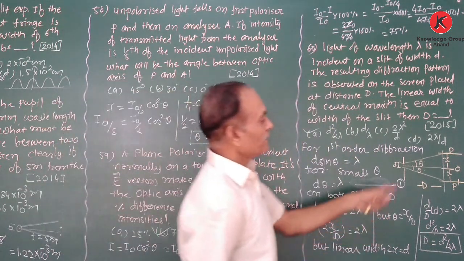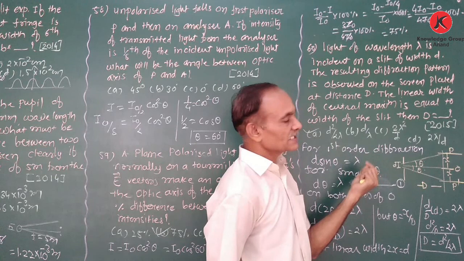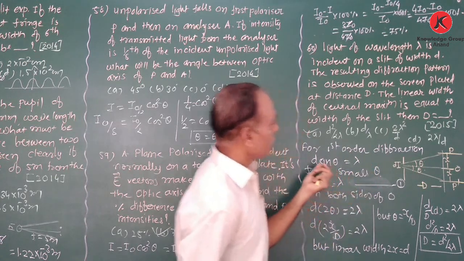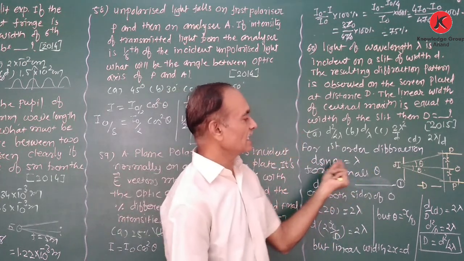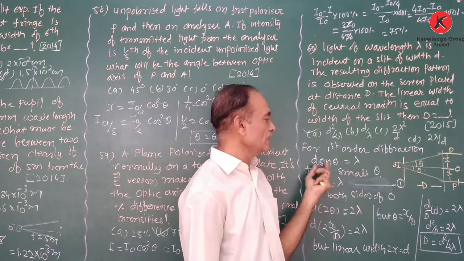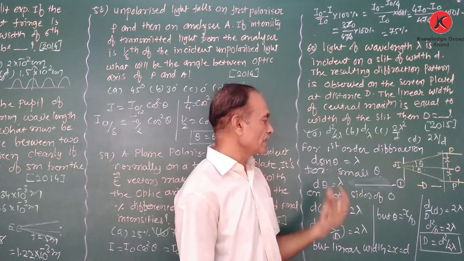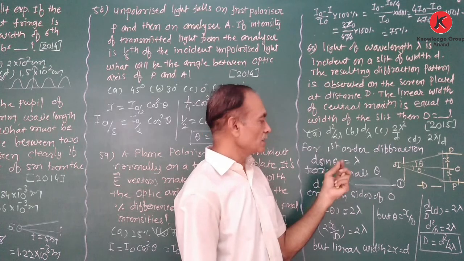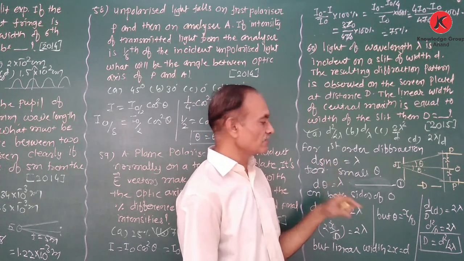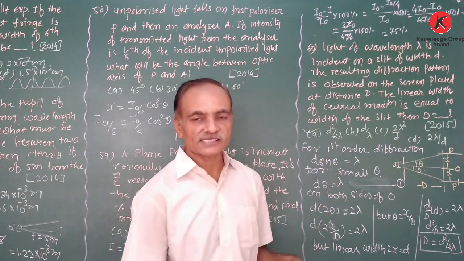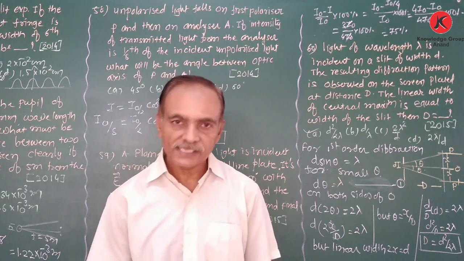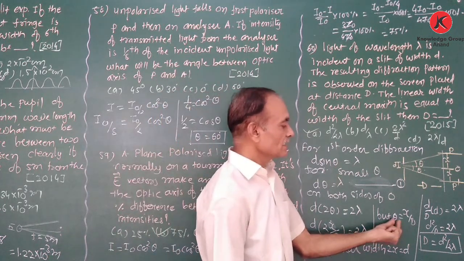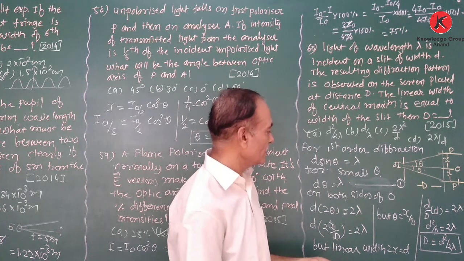Now we search for the figure. We are using the condition for the minima of the first order diffraction. d sin theta is equal to n lambda, where n is equal to 1. Therefore, d sin theta is equal to lambda. And now theta is very small. Therefore, d theta is equal to lambda. And also we know that sin theta is equal to x upon capital D. Theta we consider very small. Therefore, theta is equal to x upon capital D.